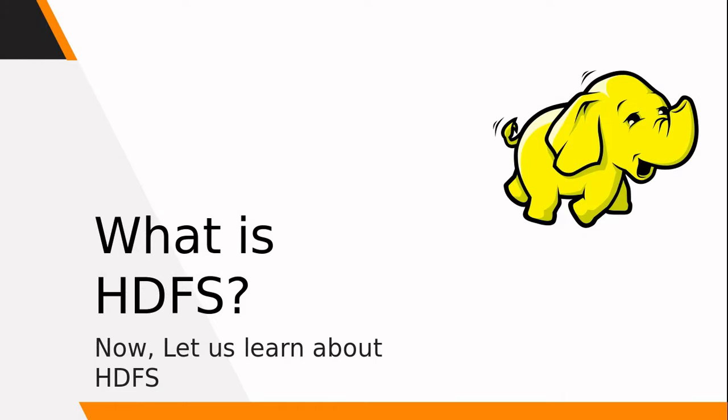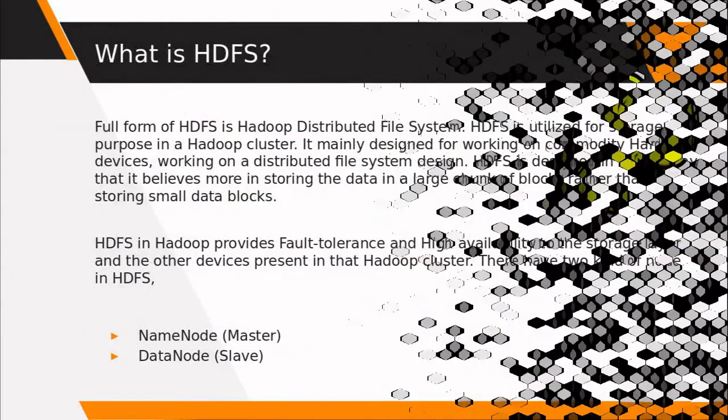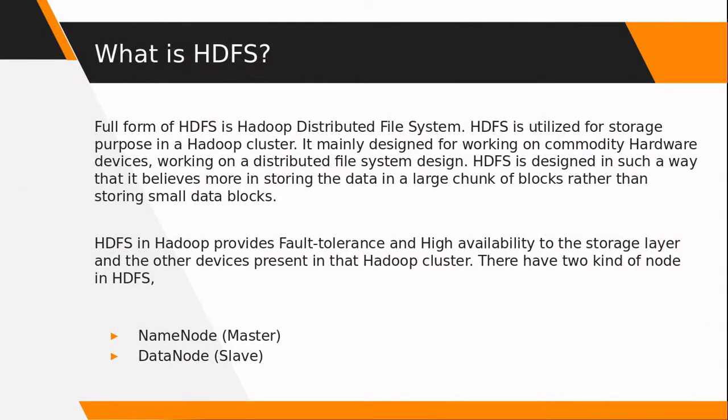Now let us learn about HDFS. Full form of HDFS is Hadoop Distributed File System. HDFS is utilized for storage purpose in a Hadoop cluster. It is mainly designed for working on commodity hardware devices, working on a distributed file system design. HDFS is designed in such a way that it believes more in storing the data in a large chunk of blocks rather than storing small data blocks.